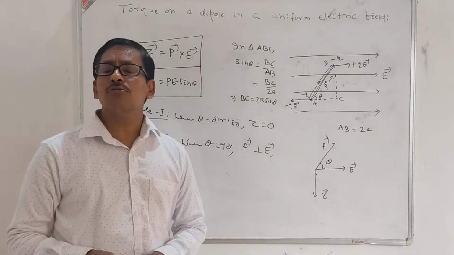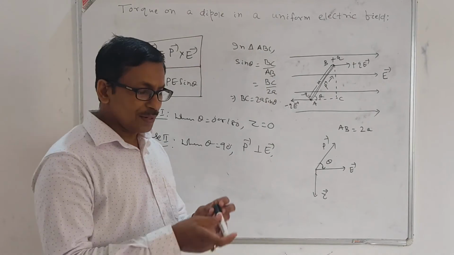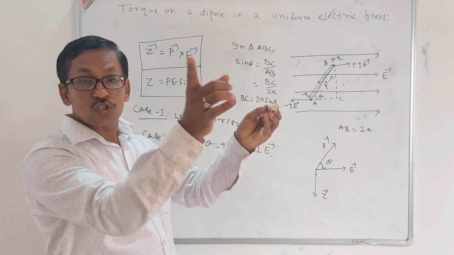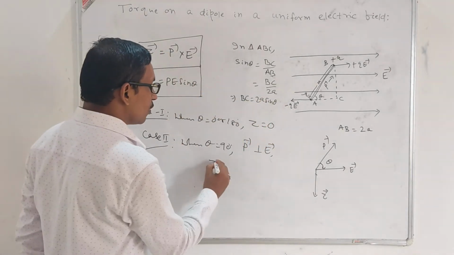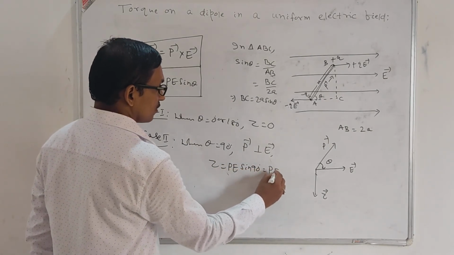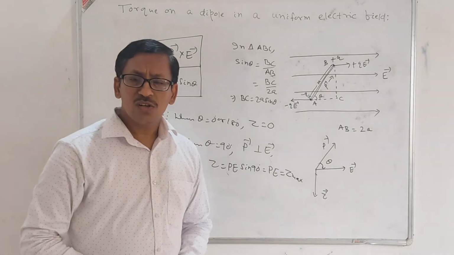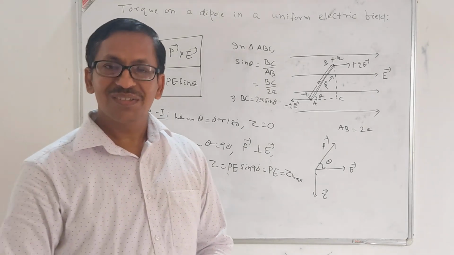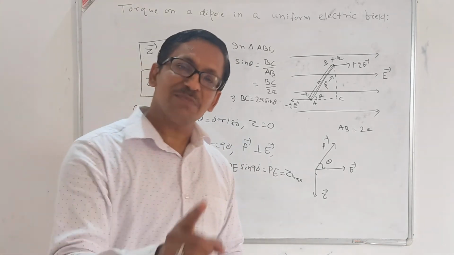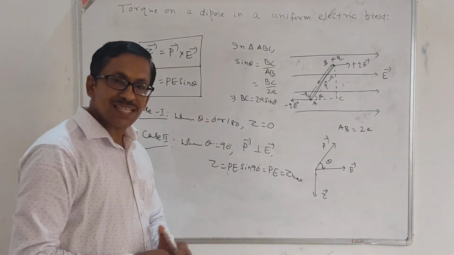And case 2, when theta equals 90 degree, that means P is perpendicular to E. The dipole moment is perpendicular to the direction of electric field. Suppose the field is directed in this direction, I will place the dipole like this. So torque will be maximum. Tau is equal to PE sin 90 degree, that means PE, which is the maximum torque. So children, under what condition will it experience maximum torque? When the dipole is held perpendicular to the direction of electric field. So these are the two special cases.